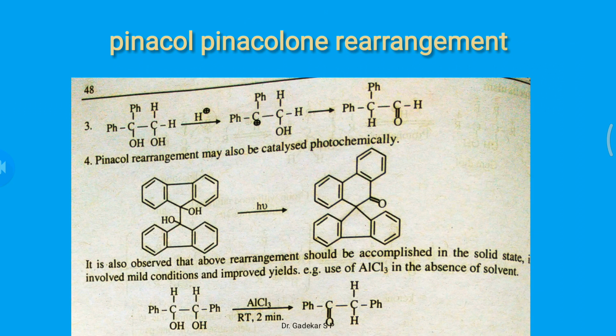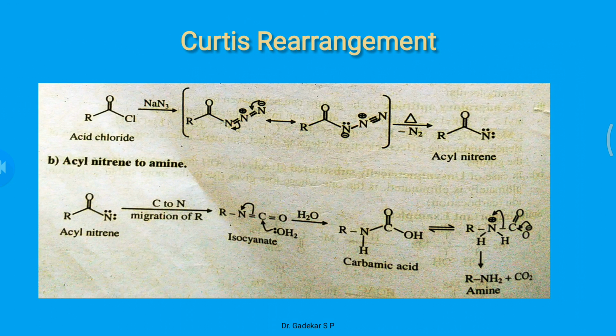involving mild conditions and improving its yield. So for mild conditions we use aluminum trichloride in the absence of solvent to give a keto compound. So next is the Curtius rearrangement reaction. What is the Curtius rearrangement reaction? In this reaction, an acid converts to an amine.